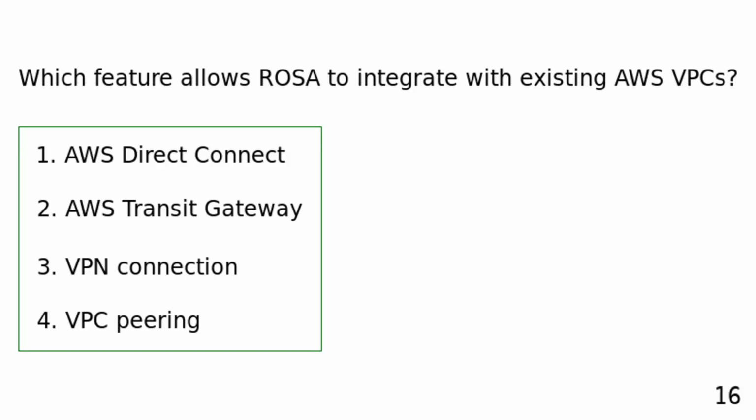Which feature allows ROSA to integrate with existing AWS VPCs? AWS Direct Connect, AWS Transit Gateway, VPN connection, VPC peering.